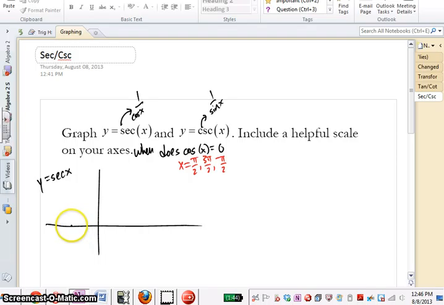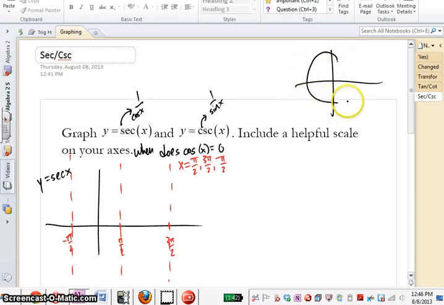So let's plot those on our graph on the x-axis. Negative pi over 2, pi over 2, 3 pi over 2, and a vertical asymptote should occur at each one of these values. Now, to decide what our graph looks like, I want to look at the unit circle. And I'm going to start at an angle of 0.